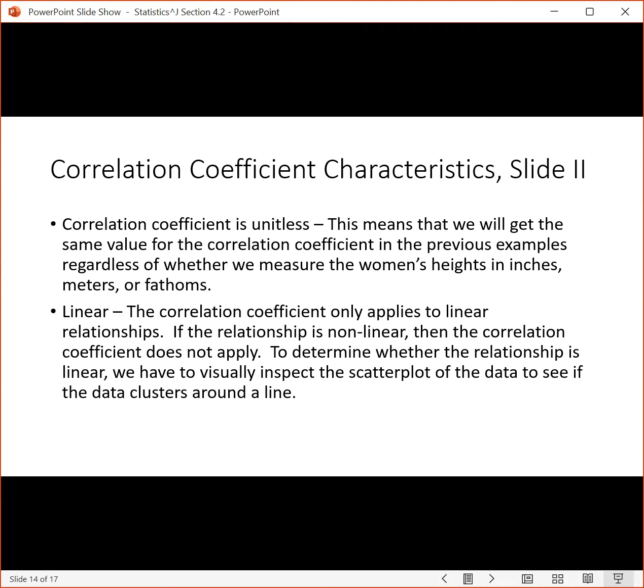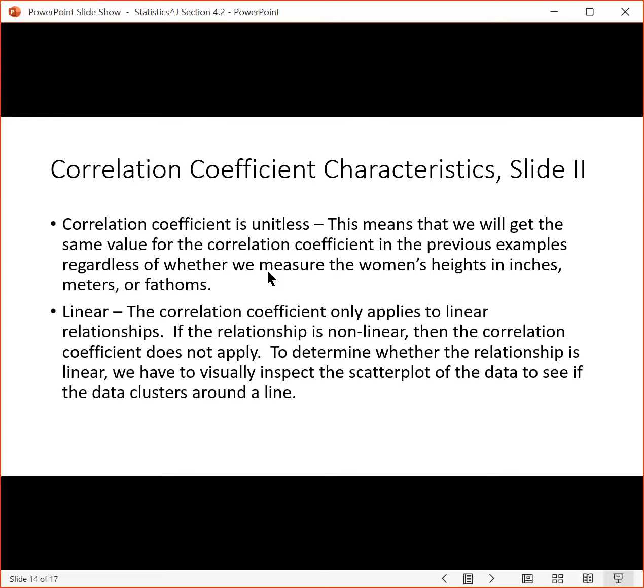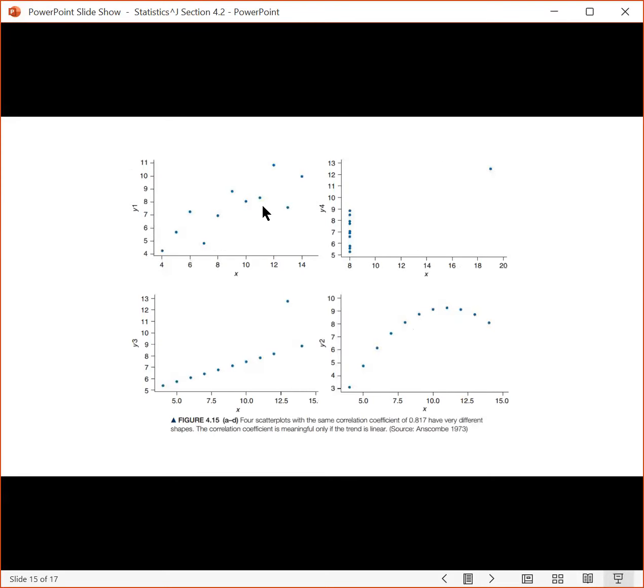So it's not enough to just use the correlation coefficient on some scatter plot that you haven't looked at, get some value out, and then start making interpretations about that value. You need to look first. Oh, yes, there is a line here, and then you can go through and use the correlation coefficient. Okay, and here are some examples to illustrate. What are we illustrating here? Oh, the correlation coefficient for linear versus nonlinear, right? So all of these have the same correlation coefficient value of 0.817.